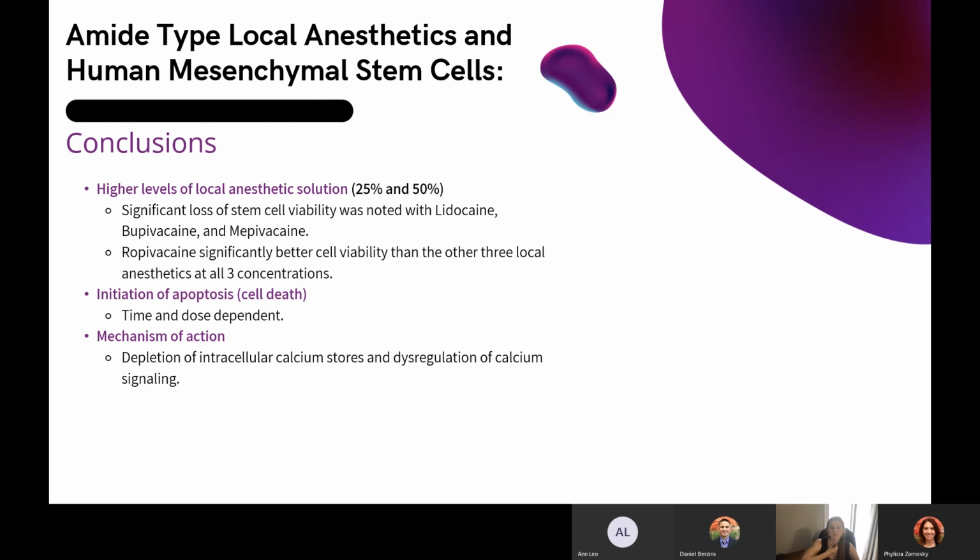So we learned from this study that higher concentrations of local anesthetic solution, 25 and 50%, showed significant loss in stem cell viability with lidocaine, bupivacaine, and mepivacaine. Ropivacaine showed significantly better cell viability compared to the other 3 local anesthetics at all 3 concentrations and time exposures. Cell death was time and dose dependent. The study postulated the mechanism was depletion of intracellular calcium stores and dysregulation of calcium signaling.